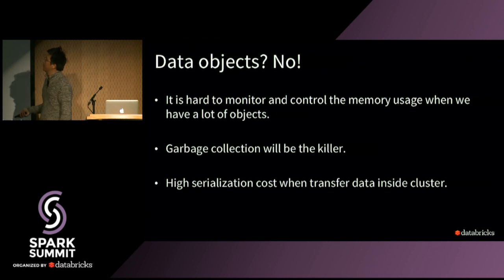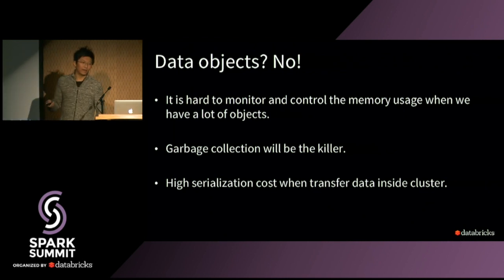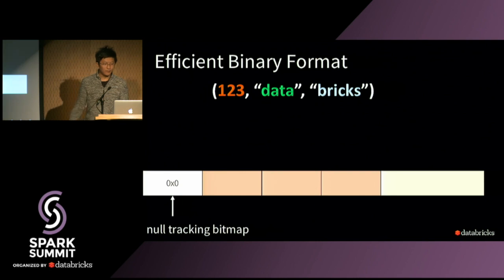And also, for Spark, it needs to transfer the data between nodes. So we have to serialize the data, the JVM objects, to bytes and transfer it to other nodes and deserialize it again. So if we use Java objects, the serialization cost is also a big problem. So inside Spark, we use a very efficient binary format to represent a record.